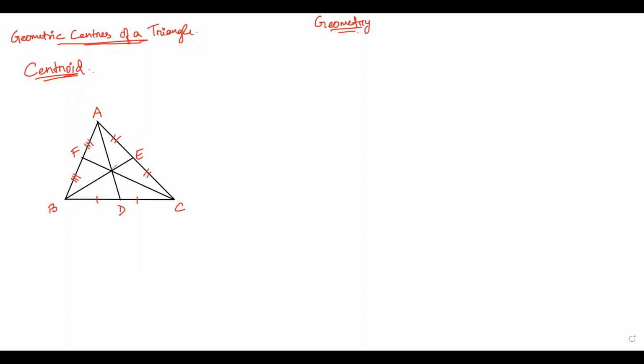Now all these 3 medians meet at a point, and this point is called the centroid of the triangle, which we generally denote by capital G. So centroid is the meeting point of all the 3 medians of a triangle. Now there are some properties of the medians and centroid of a triangle which we need to remember.